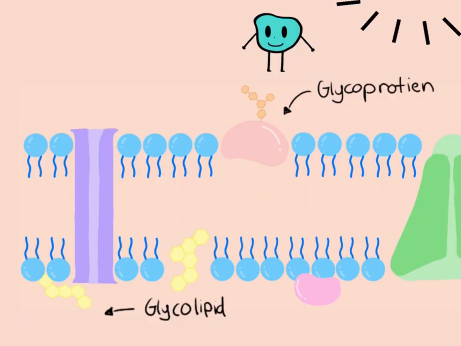Oh, so they're like security guards of the kingdom. You catch on quick. Glycoproteins are proteins with carbohydrate chains attached. They help cells recognize each other. Glycolipids are important in immune recognition. Glycolipids are lipids with carbohydrates attached. They help cells communicate and organize into tissues.